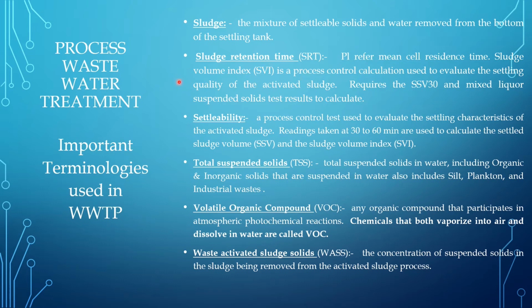That is, as I mentioned earlier, the clarifier sample will be collected in a measuring jar, a 2 liter jar, and you will see the settling of the sludge. Activated sludge settling in 30 minutes or 60 minutes will be calculated. Based on the activated sludge settling or growth of the activated sludge, you have to adjust the treatment of the wastewater. Settleability: a process control test used to evaluate the settling characteristics of the activated sludge. Readings taken at 30 or 60 minutes are used to calculate the settled sludge volume and the sludge volume index.